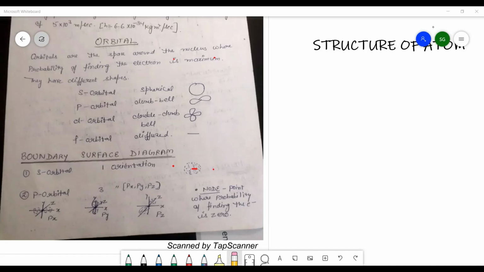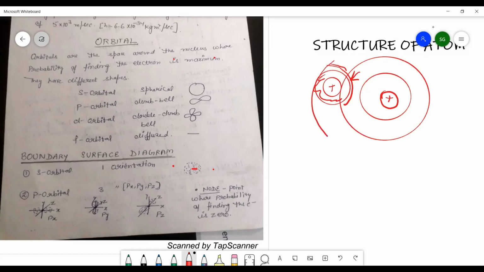As you know, orbits are the fixed circular paths in which the electrons are revolving around the nucleus. Now, orbitals are the space around the nucleus, the vacant space where the probability of finding the electron is maximum. Suppose you have 1 orbit, 2 orbit, 3 orbit. The various orbits are there around the nucleus. Now, here is the space where the orbitals are present.